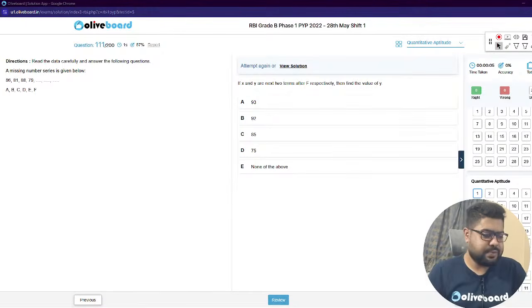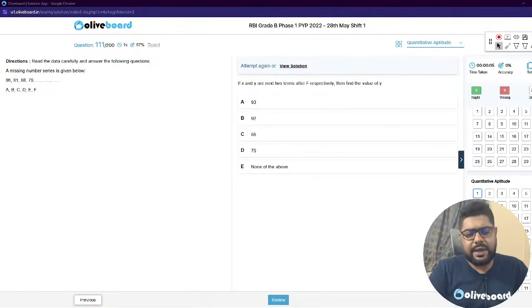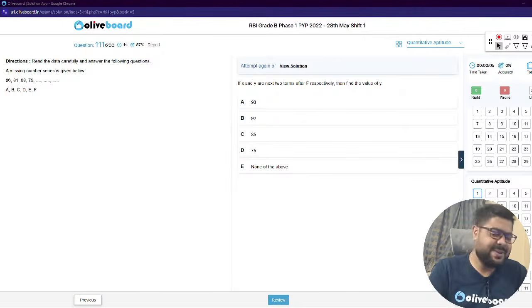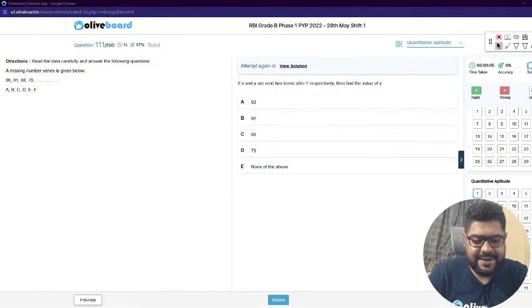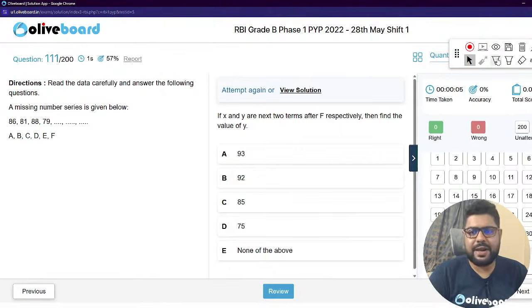Chalo. First things first, I feel the 2020 paper is a little bit on the easier side. That's good news for everyone, I hope. So chalo, let's start. I'll be zooming in a little bit so that everybody can see it more clearly.